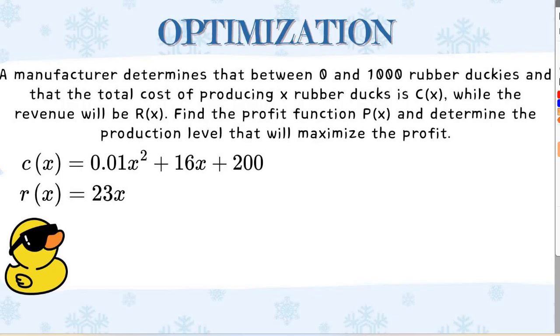Alright, so this says a manufacturer determines that between 0 and 1,000 rubber duckies can be manufactured, and that the cost of producing X rubber duckies is C of X, while the revenue will be R of X. Find the profit function P of X and determine the production level that will maximize profit.